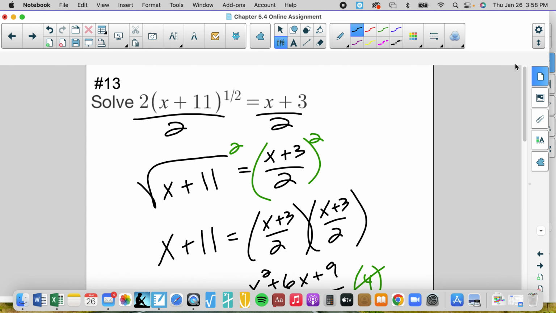Positive 5. So 5 is 16, which is 4. 2 times 4 is 8.